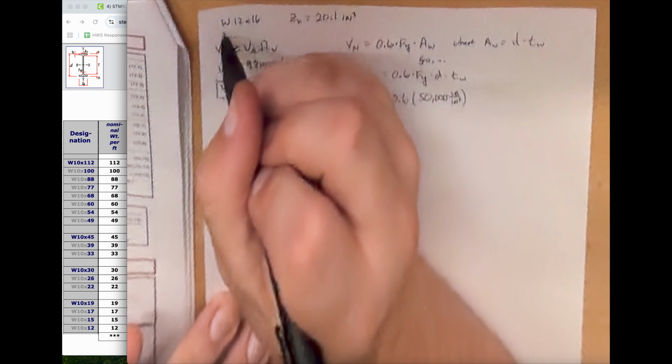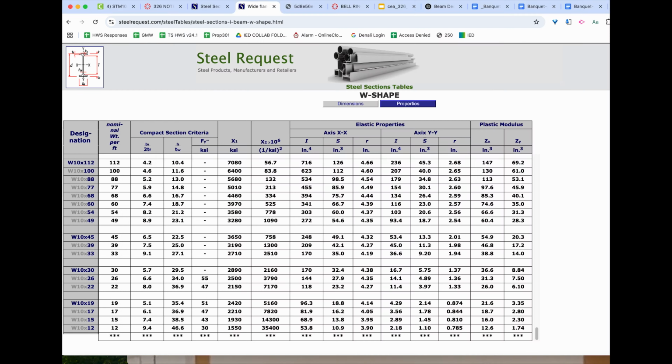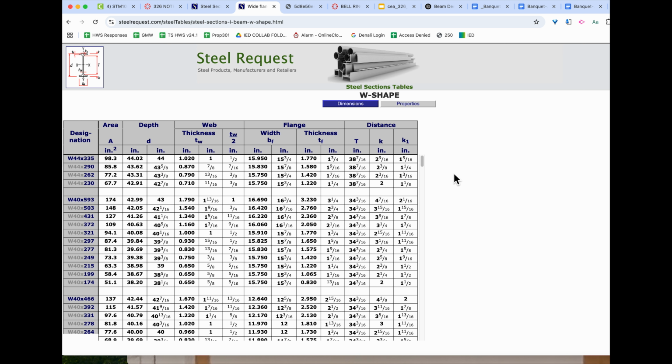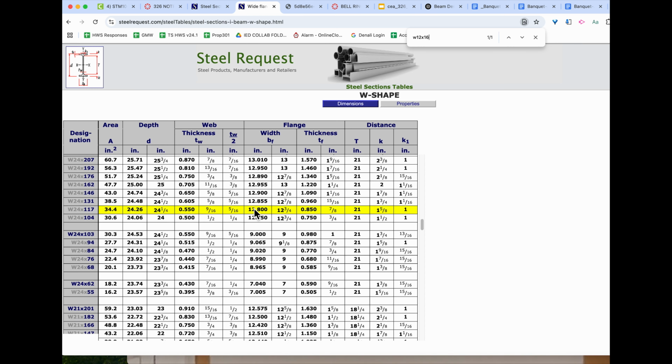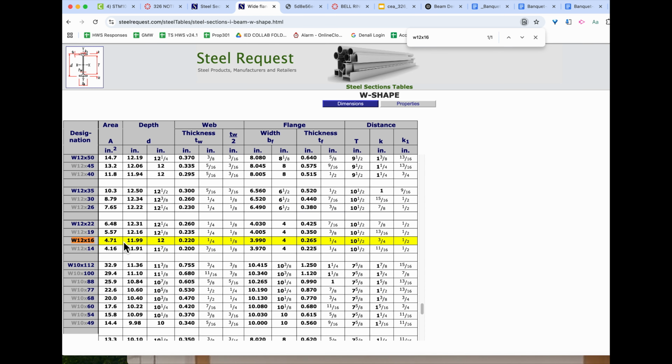Okay, so remember, we've got a W12 by 16, and that's what we're going to look at. We're not looking at the properties here. We want to look at the dimensions of this. So what we can also do in here is W, and then 12. Oops, I put EW, so it's W12, and then by 16. And now if I scroll down, it's going to point it out for us here. So we need to find the depth. The depth in this case is going to be equal to 11.99 inches, and I'm writing this down, and then the web thickness is going to be 0.22 inches.